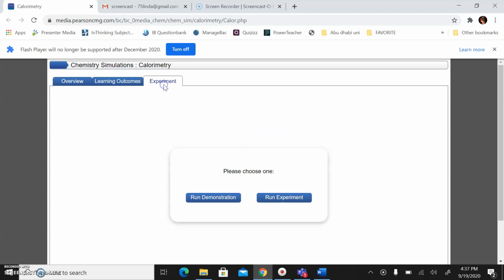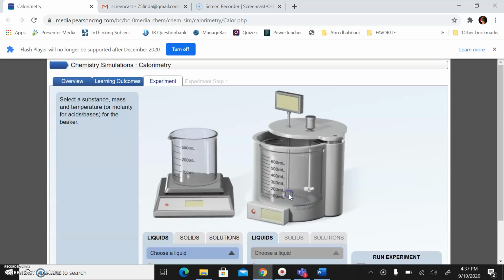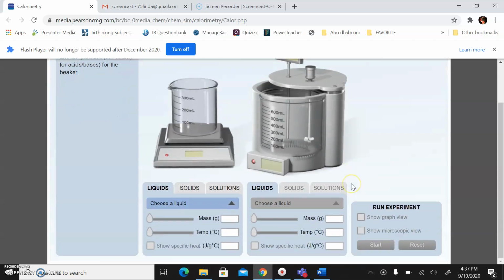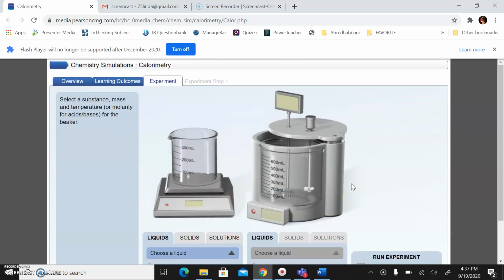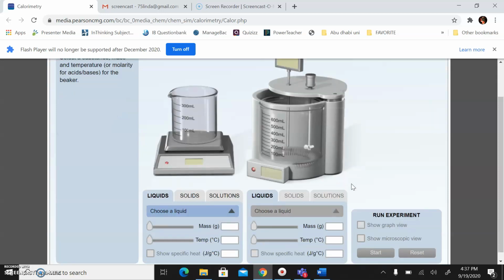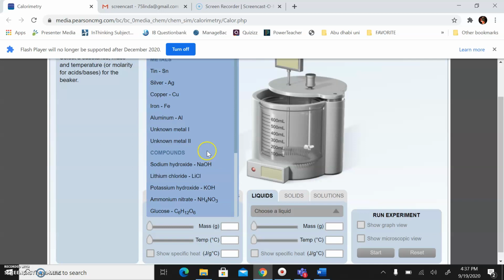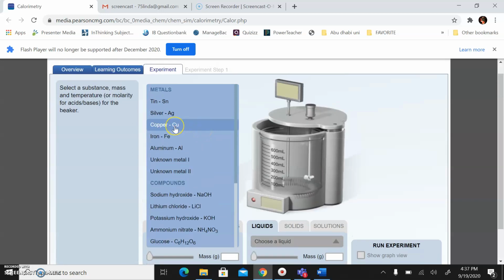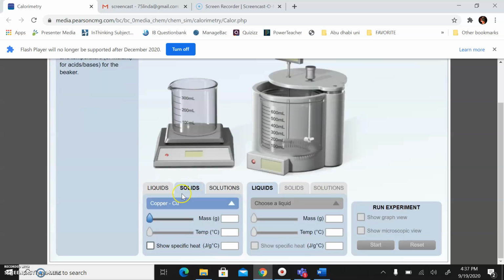Here you have the experiment. You go to the experiment, run the experiment. Now the aim of the experiment is to find the specific heat of any type of metal. Suppose I want to find the specific heat of, we're going to check the solid here, let's choose copper and aluminium. I'll take the copper first.